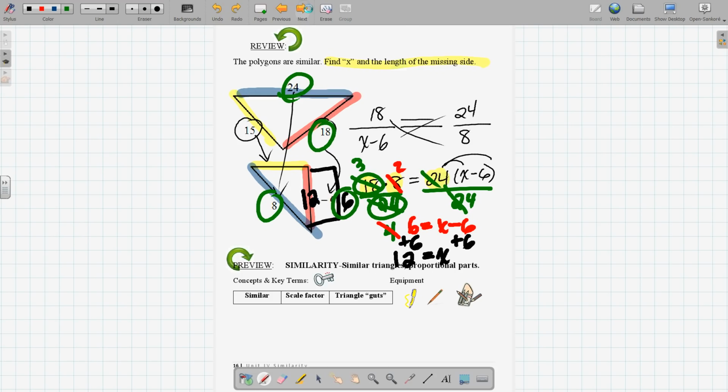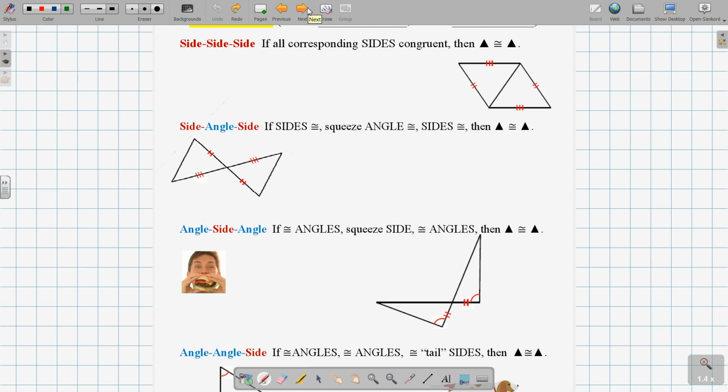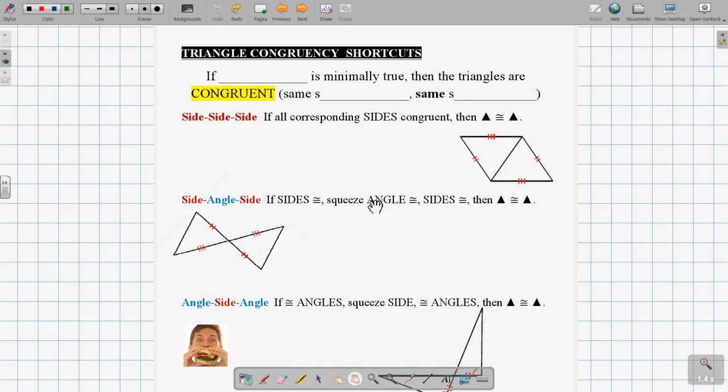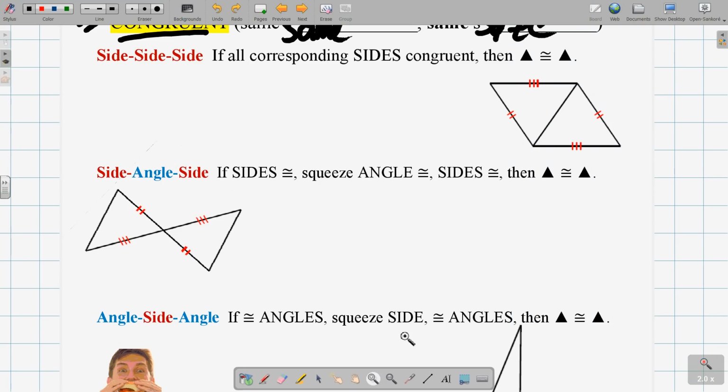Today we're going to talk about similarity shortcuts. But before we talk about similarity shortcuts, we're going to talk about the congruency shortcuts, because that is what you're familiar with. If a certain something is minimally true, then the triangles are congruent, which means they have the same shape and the same size. Same shape, same size. That's the definition of congruent. And there are 4 shortcuts for congruency.